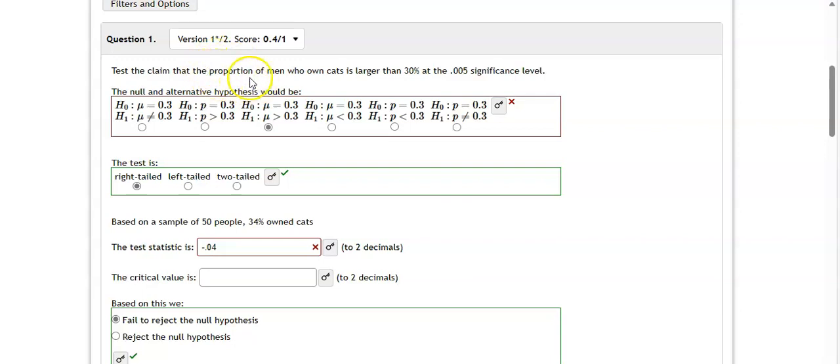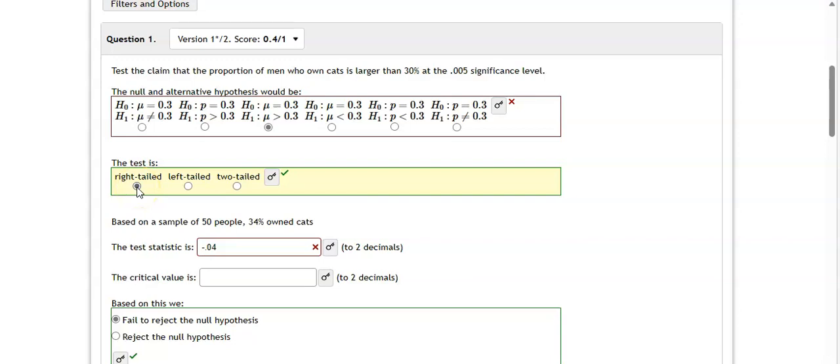Since it's a proportion, and we want for our alternate that the proportion is larger than 30%, then we're looking for an alternate that is greater than 30%. So we are looking at this one right here where p is greater than 0.3. This one would be our null and our alternate hypothesis, and all of these, since they are proportions, will have p's in them. It is with a greater than, a right-tailed test, so you got that part right.